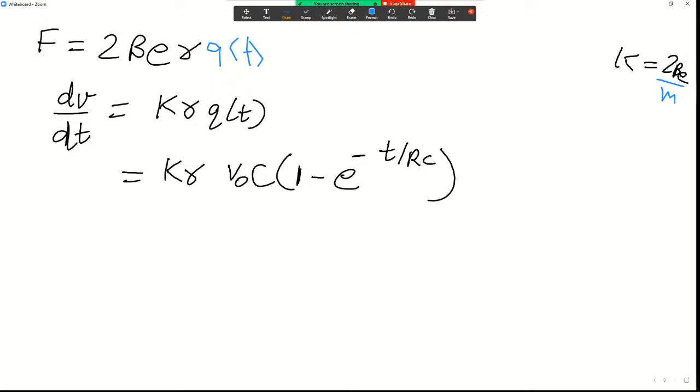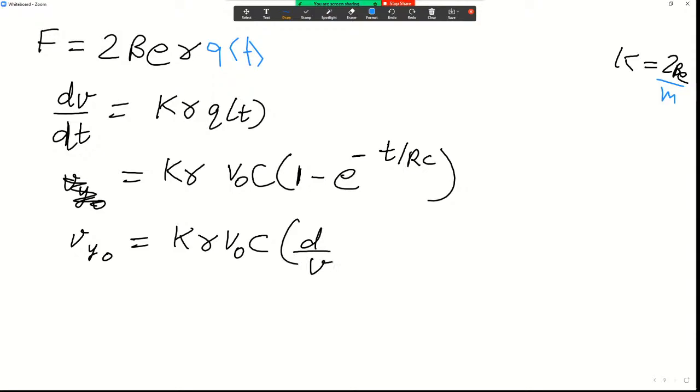Okay, so we can integrate this to get Vy0. So Vy0 would be K times R times V naught times C, d over V, minus 1 minus e to the power RC. Okay, RC would be here. e to the power minus d by RCV.